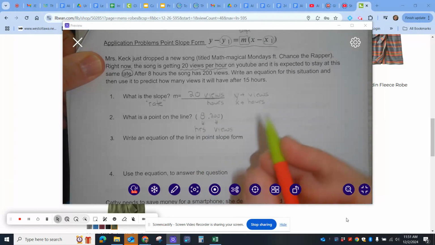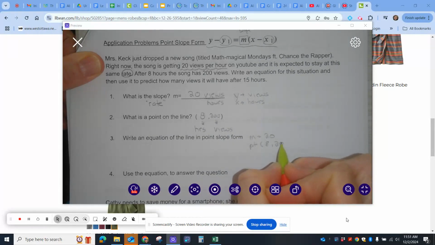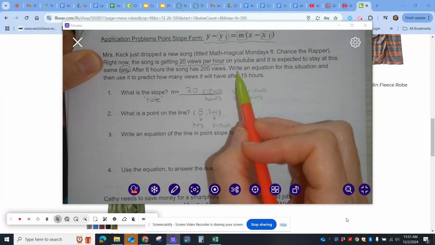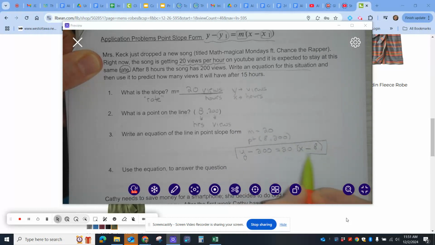But now I have a point and a slope. So if I have a point and a slope, I can write an equation in point-slope form. So there's my point, there's my slope. So I'm simply going to do y minus y equals m, which is 20, x minus x. So that is the first thing they asked me to do, write an equation for this situation. I just did that. That is the equation that represents this situation.